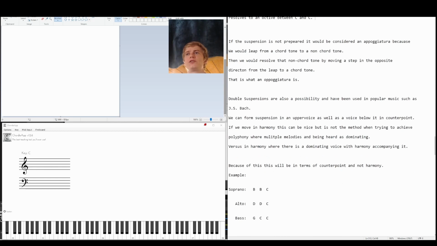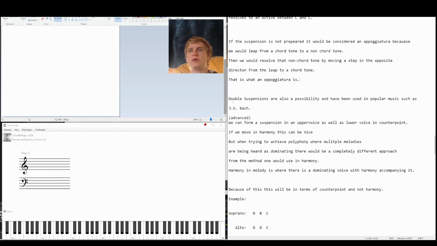If the suspension is not prepared, it would be considered an appoggiatura because we would leap from a chord tone to a non-chord tone. Then we would resolve that non-chord tone by moving a step in the opposite direction from the leap to a chord tone. That is what an appoggiatura is.